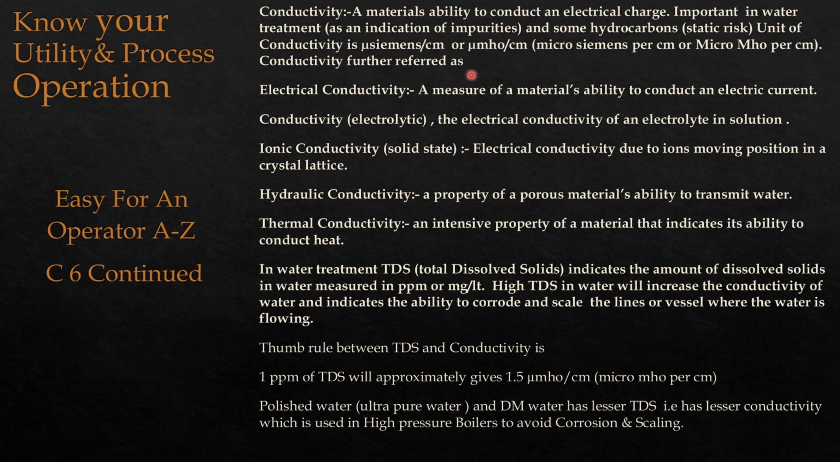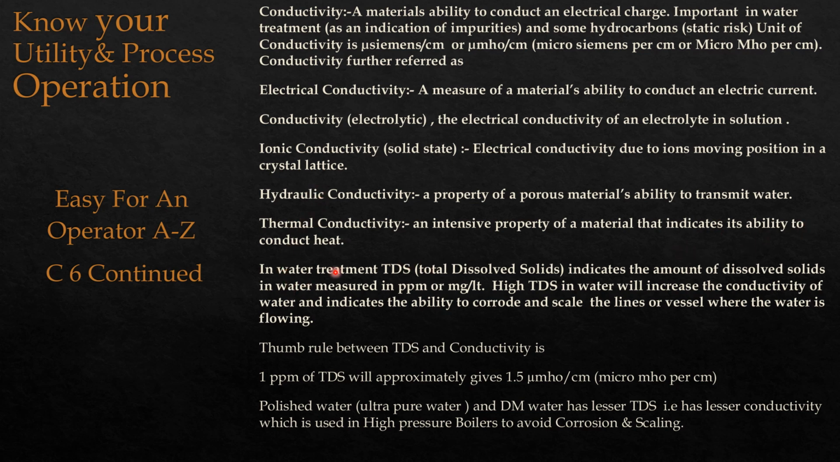Conductivity, further referred to as electrical conductivity, is a measure of a material's ability to conduct an electric current. Electrolytic conductivity is the electrical conductivity of an electrolyte in solution. Ionic conductivity in solid state is electrical conductivity due to ions moving position in a crystal lattice. Hydraulic conductivity is a property of a porous material's ability to transmit water. Thermal conductivity is an intensive property of a material that indicates its ability to conduct heat.